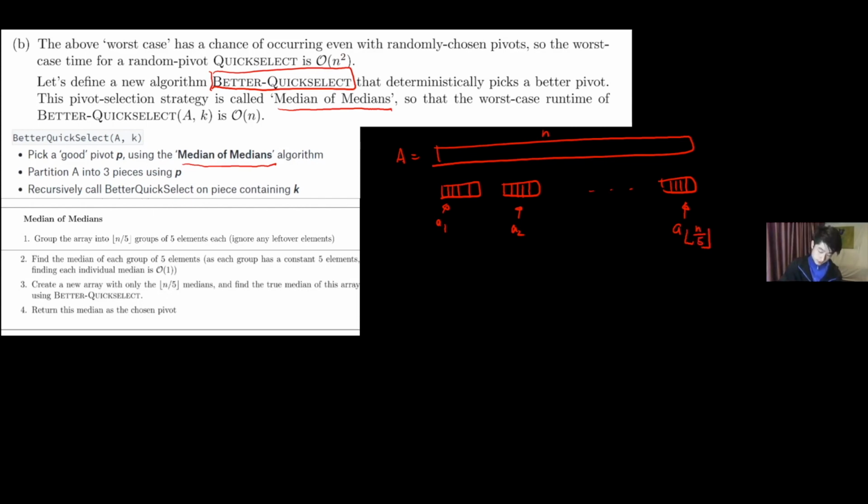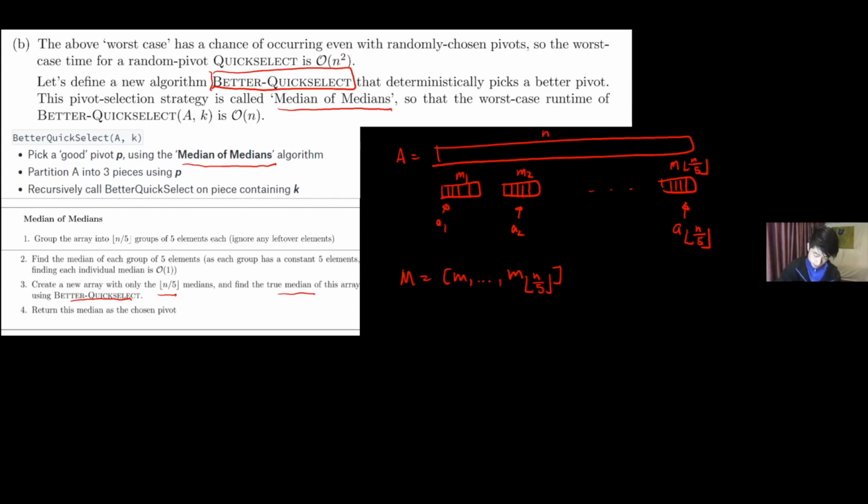And step 2 is find the median of each group. So I'm going to find the median. I'm going to call it M1, M2, up to M floor of n over 5. These are the individual medians, and then we're going to create a new array with these medians. I guess you can call it M is equal to M1 through M n over 5. Okay, so this new array, and then we find the true median using better quick select.